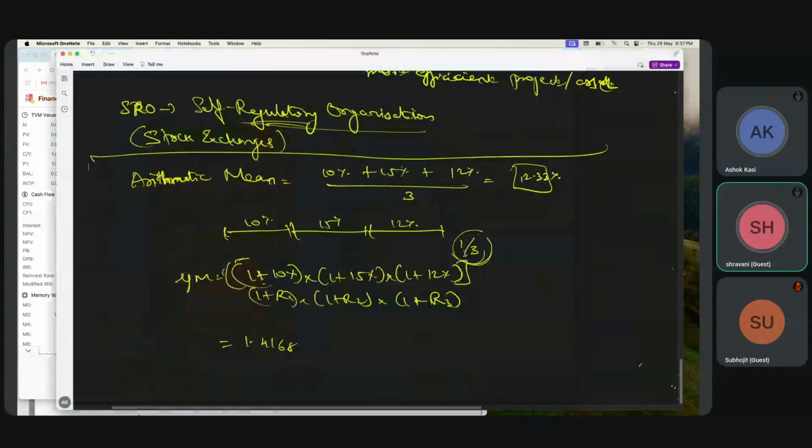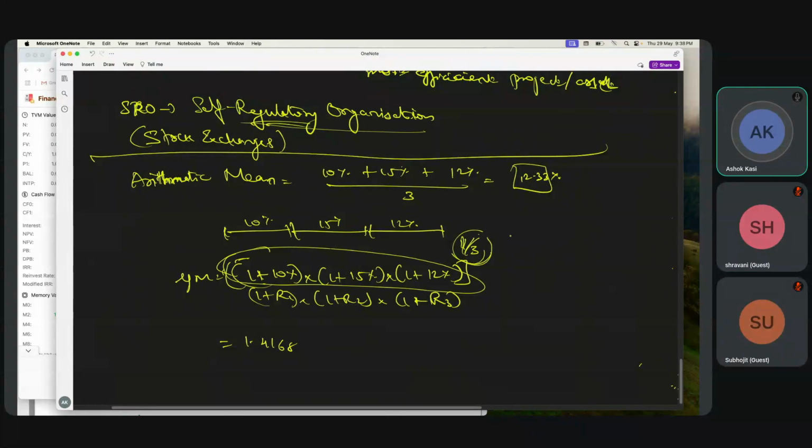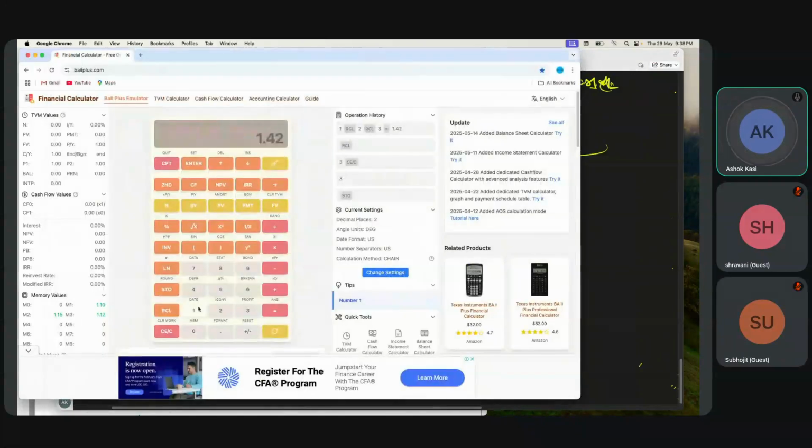Then raised to 1 by 3, we want to shrink it. This is for 3 years, we want to shrink it to 1 year. That's why we are doing 1 by 3 inverse. It is 1 by n, n is 3 years here. We are shrinking it to 1. So now you do this. First of all, 1 by 3 you do. 1 divided, no, 1.42 we got, right? Did we store that one?